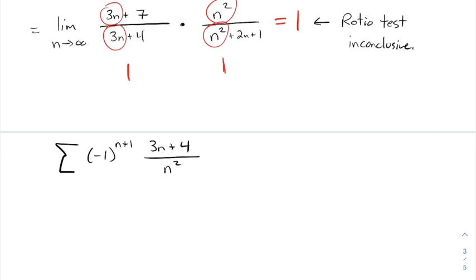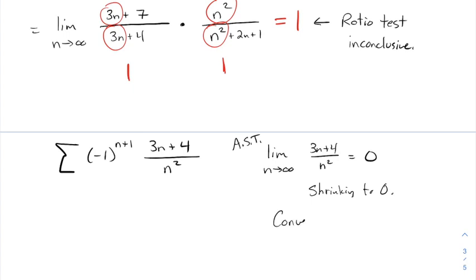one thing you notice, this is an alternating series. So can we use the alternating series test on it? Well, if we take the limit as n goes to infinity of 3n plus 4 over n squared, that does give you 0 because the bottom's going to grow faster. What I'm doing here is attempting to use the alternating series test on it, and these terms are shrinking to 0. So therefore it converges.